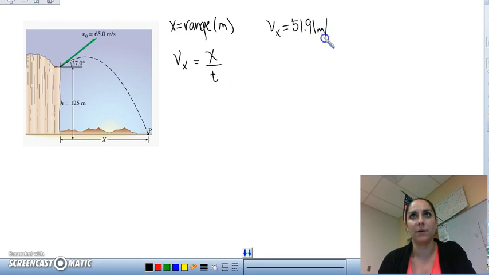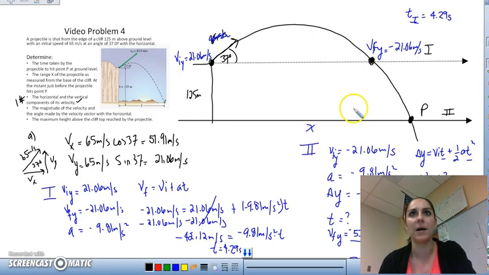That's 51.91. We solved that already. I got it from, if you look back, Vx. So remember, we're not using the 65, we're using this number. So let's go forward.